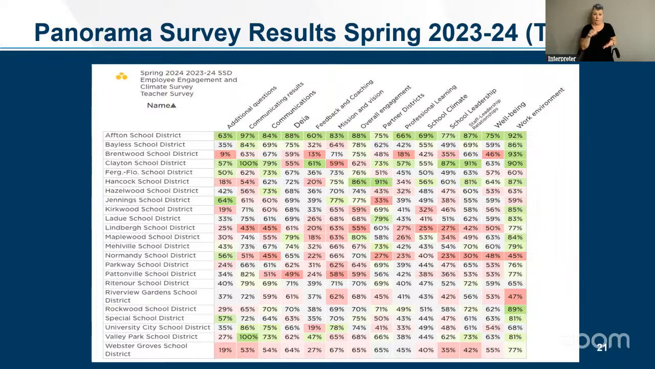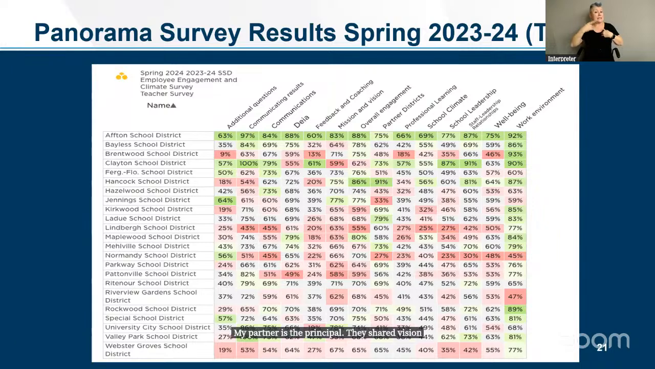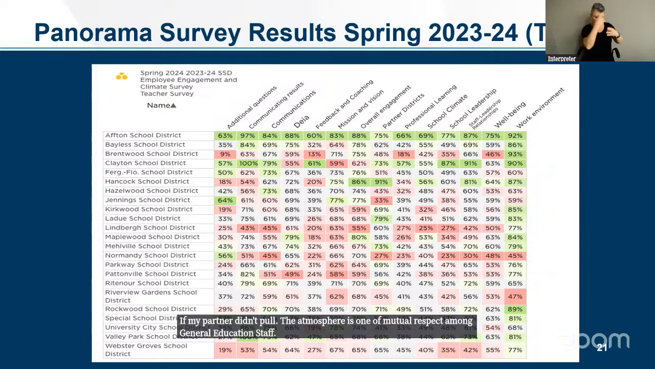Some other key points to share, not from the survey results, but from the survey that is active at this point in time. We have added some additional questions specific for partner districts. There are 6 questions. The first one is, I feel supported by the partner district principal and other administrators at this school. My partner district principal fosters a shared vision and a sense of community and cooperation at this school. In my partner district school, the atmosphere is one of mutual respect among general education staff and SSD staff.